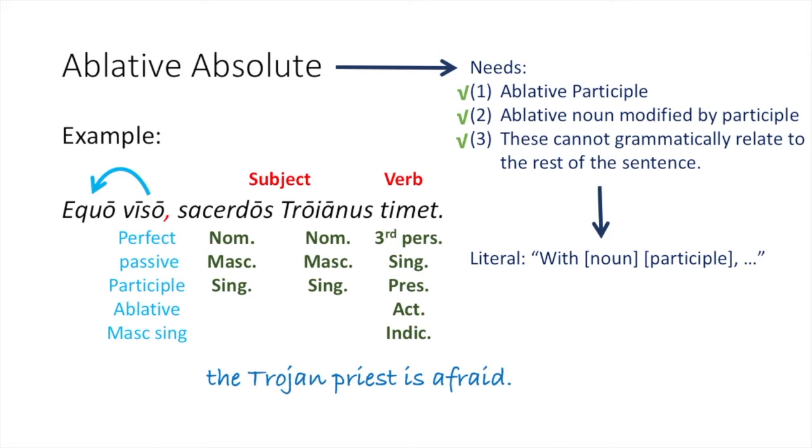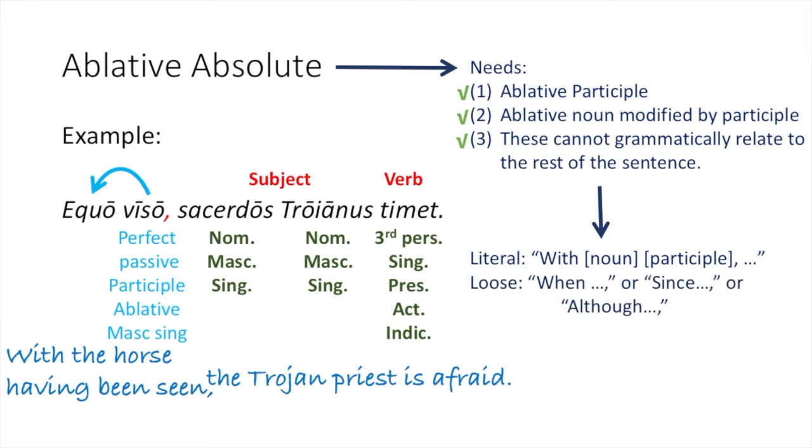So in our sentence, with the equo, with the horse, wiso, having been seen, the Trojan priest is afraid. But I realize that doesn't sound totally comfortable for a lot of people, that it doesn't always communicate what that means. So remember, ablative absolutes provide more context about when something happened, or why, or although something happened, the priest is afraid. So we can more loosely translate it as when or since or although, and then the priest is afraid.